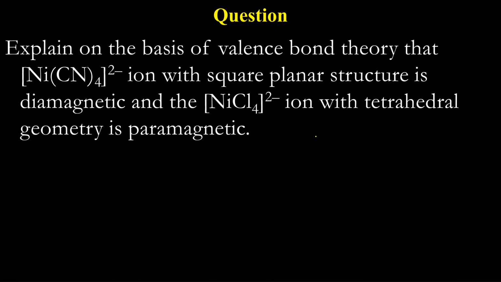Now the question: explain on the basis of valence bond theory that the Ni(CN)4 2- ion with square planar structure is diamagnetic and the NiCl4 2- ion with tetrahedral geometry is paramagnetic. We have done a very similar question. I am just checking whether you are able to do this question or not. Everyone, you will do this question and send the screenshot to me. Start doing it and send the screenshot to me.